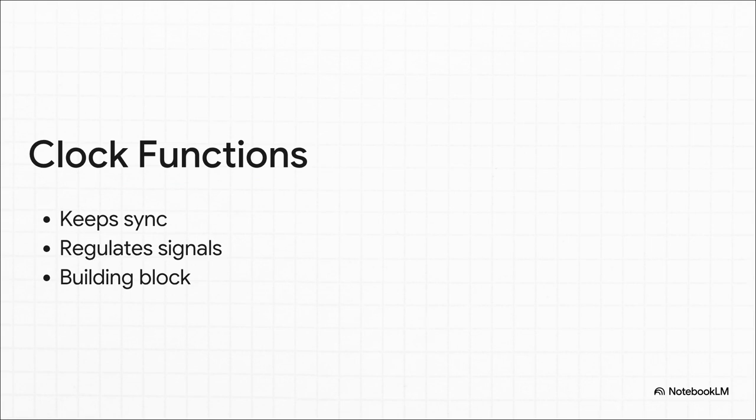The system clock keeps everything in sync, regulates all those chaotic electrical signals, and serves as a fundamental building block of the machine's architecture. Without this continuous, steady heartbeat, the computer simply wouldn't be able to coordinate its actions. The clock ensures that every single component on that breadboard knows exactly when it's their turn to act. It's kind of like the conductor of a massive orchestra.